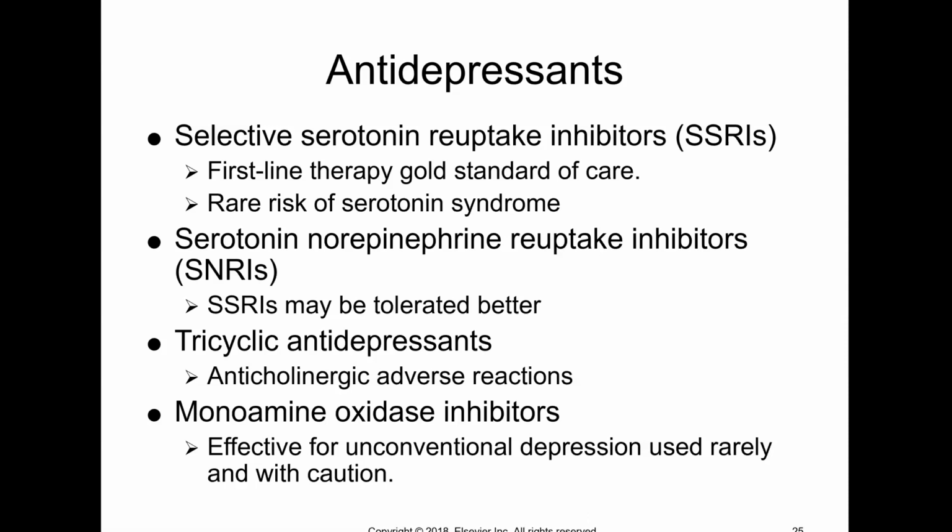And then, of course, monoamine oxidase inhibitors. They do occasionally still use them for atypical depression or depression that's just not responding to SSRIs or SNRIs. They need to be used with caution. And of course, we need to think about tyramine foods and the effect that tyramine has on hypertensive crisis.